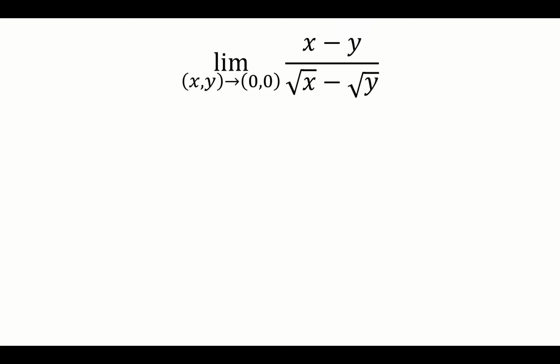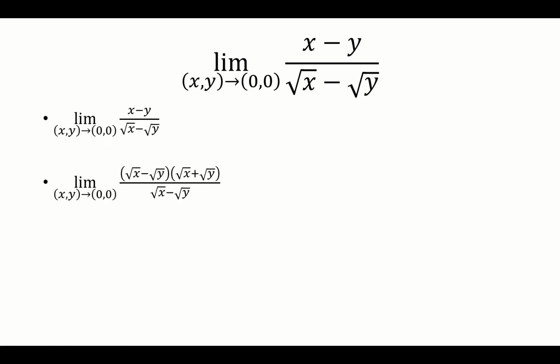Next, we have the limit as x and y approach 0, 0 of x minus y all over square root of x minus square root of y. Factoring out x minus y, we have the square root of x minus square root of y times the square root of x plus square root of y. The square root of x minus square root of y cancel, and I'm left with square root of x plus square root of y. Plugging in 0, I get that our limit is 0.